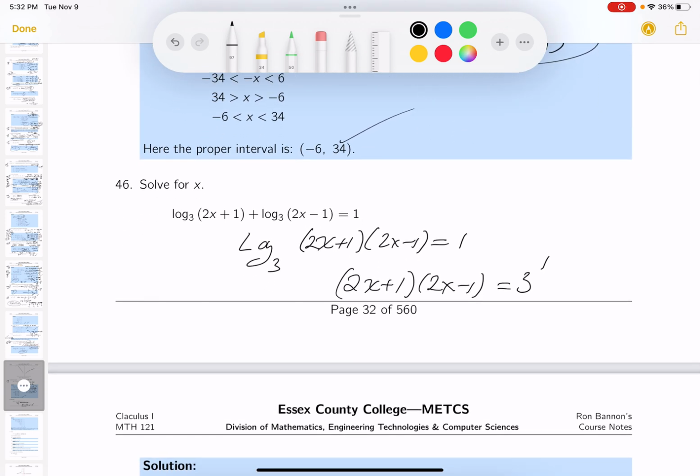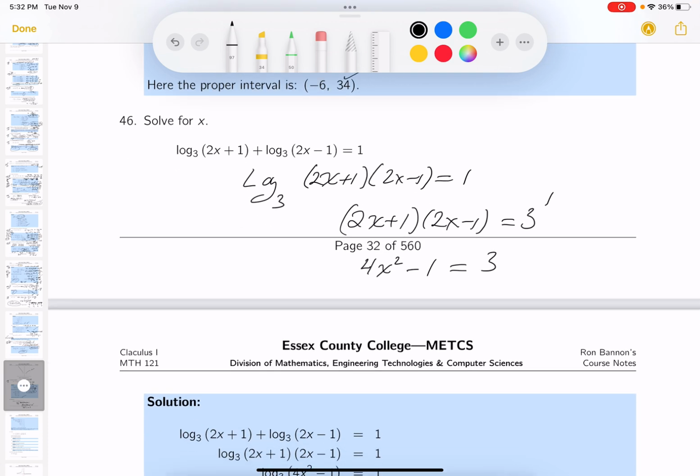I have to multiply this out because this looks like it's quadratic in form. It's 4x squared minus 1 equals 3. And this looks like it's going to work out pretty nicely for me. What do I mean by that? It's 4x squared minus 4 equals 0. I will divide both sides by 4, and you get x squared minus 1 equals 0. And this looks pretty simple to me. It looks like x is plus or minus 1.